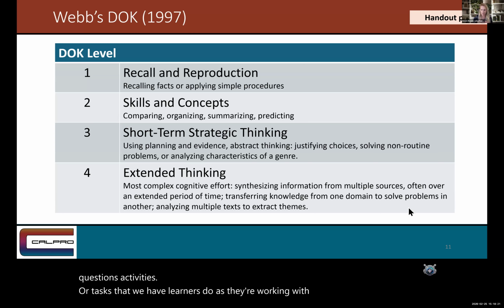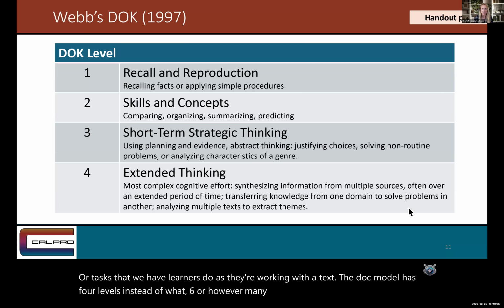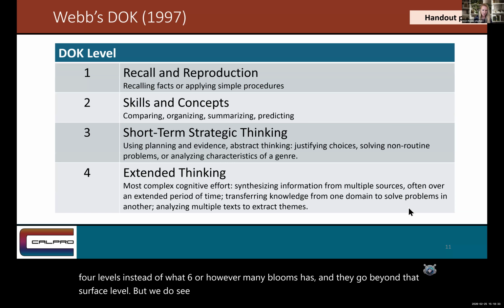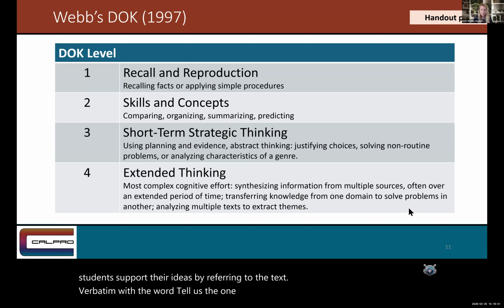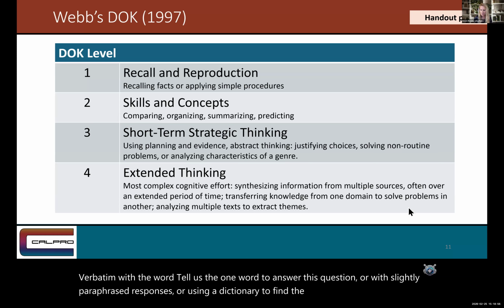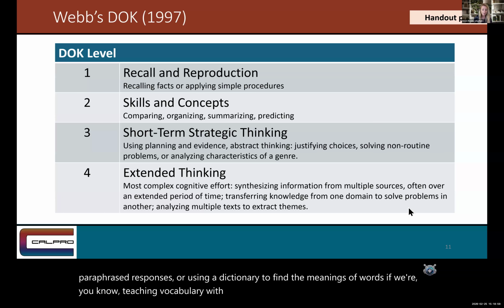The DOK model has 4 levels instead of 6 or however many Bloom's has, and they go beyond that surface level. But we do see at level 1, similarly to Bloom's taxonomy, recall and reproduction. So some examples of this in reading instruction would be having students support their ideas by referring to the text verbatim, with the one word to answer this question, or with slightly paraphrased responses, or using a dictionary to find the meanings of words if we're teaching vocabulary with a text, and recognizing figurative language in a reading passage, so metaphors, for example.